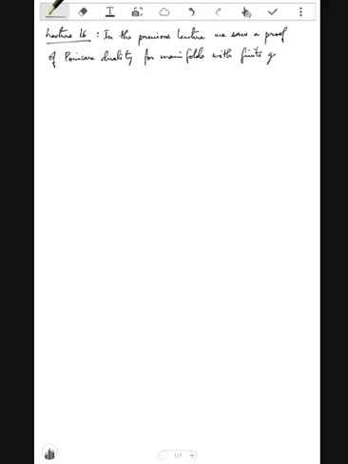In the previous lecture, we saw a proof of Poincare duality for manifolds with finite good cover. So let us recall the theorem.